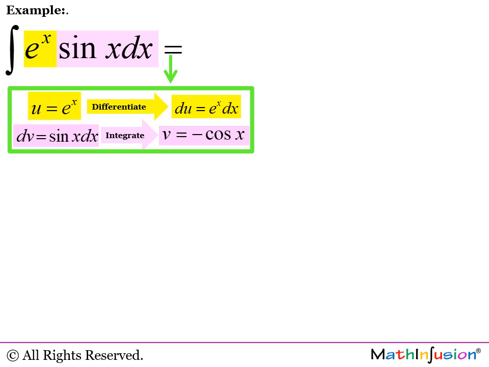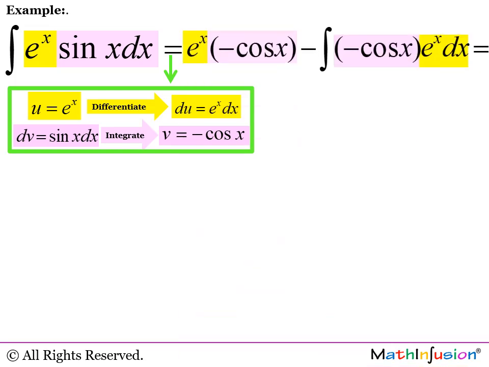By the way, we take all the antiderivatives with plus c equals 0. We don't need the plus c here. And we get, by the setting, first the diagonal, from upper left to down right. So it's e to the x times negative cosine x minus the integral of the product of the two on the right. So we get negative cosine x e to the x dx. Minus minus becomes plus.